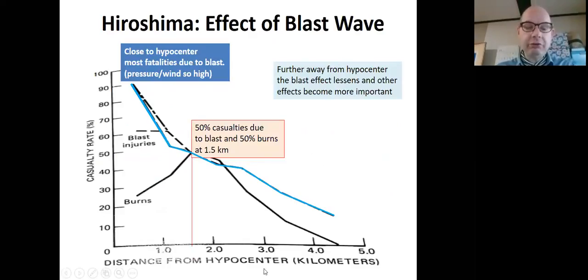Now, if you look at the casualty rate as a function of distance from the hypocenter, the blast injuries very close to where the explosion happened are very intense. Burns are also very intense, and at one point you have 50% casualties due to blast and 50% due to burns. As you get further away from the hypocenter, the blast effects become less, and other effects like thermal effects become more important.